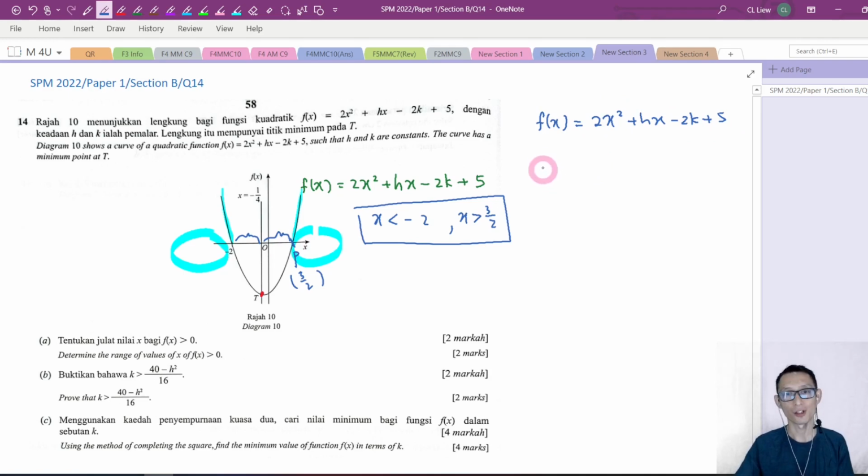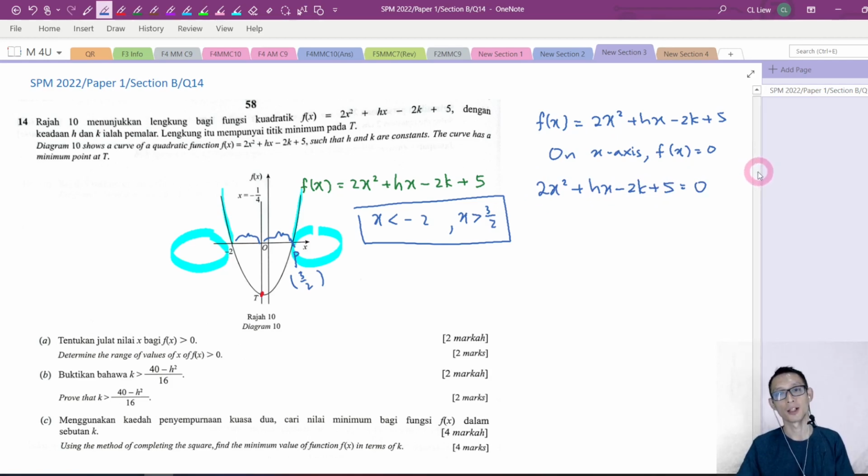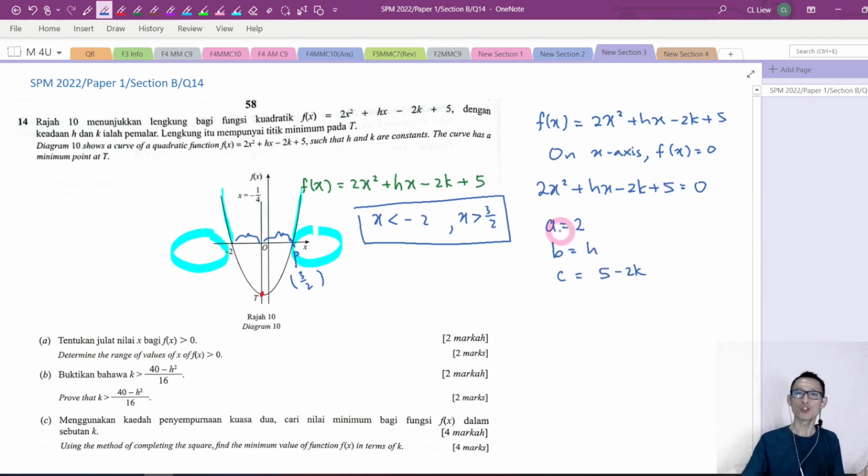On the x-axis, y is equal to 0. Since this is f of x, I will write f of x is equal to 0. So 2x squared plus hx minus 2k plus 5 is equal to 0. Now, a is equal to 2, b is equal to h, and c is equal to -2k plus 5, or you can write 5 minus 2k. It's the same thing. So why do I need to determine the value of a, b, and c?